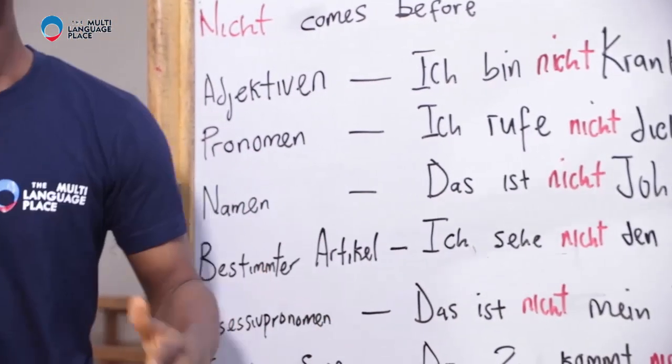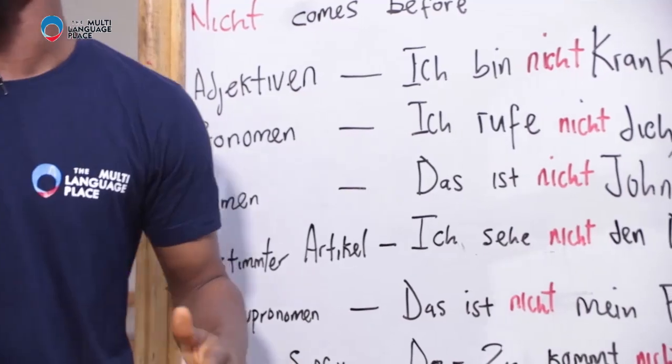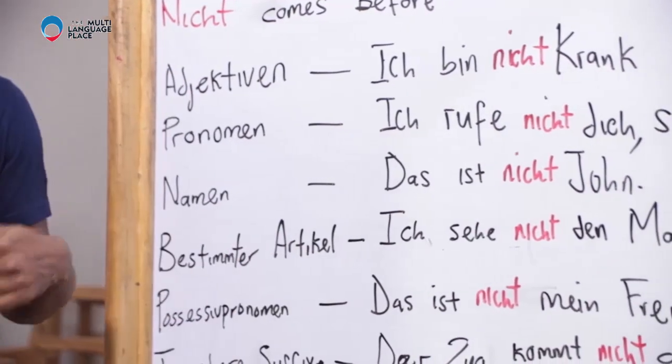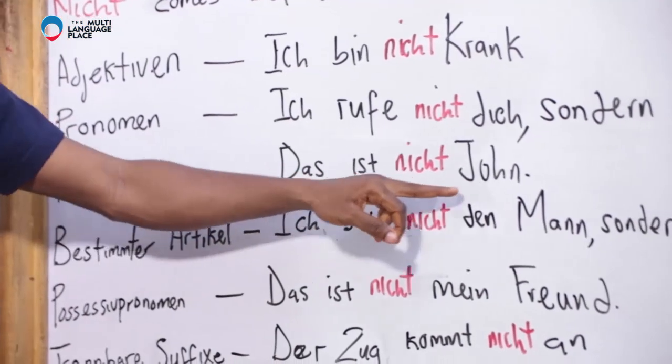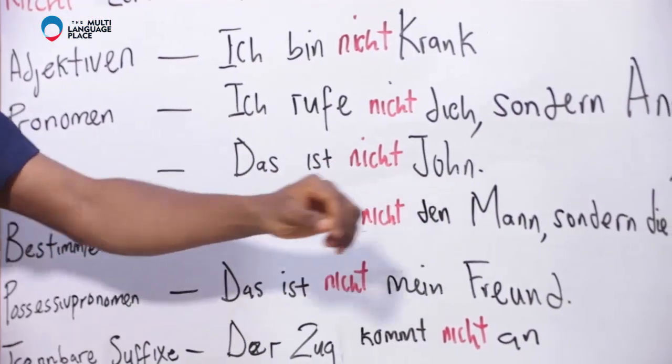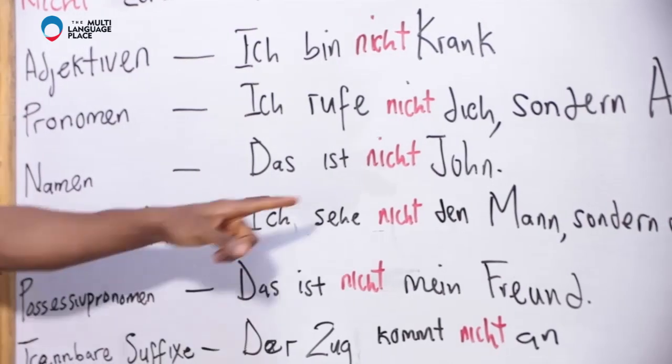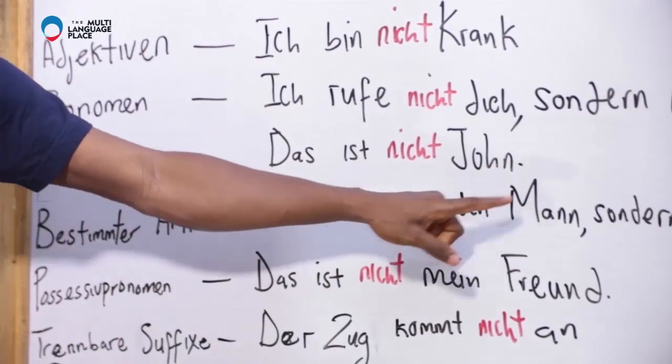Then we have names. If you are negating a name in a sentence, nicht has to come before that name. Like this example here: Das ist nicht John. That is not John. Nicht has to come before the name John.